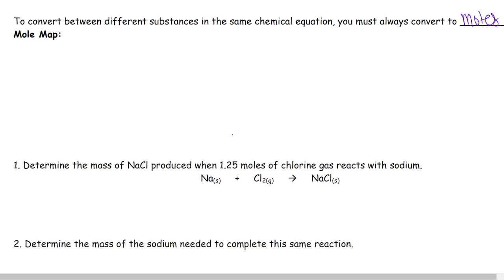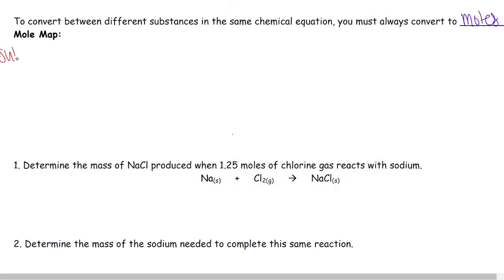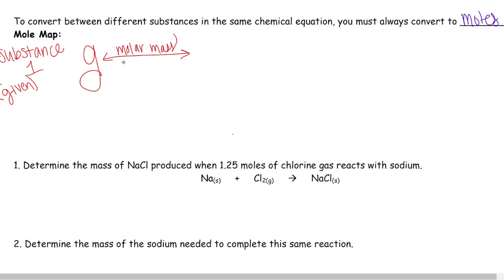So if we are starting in grams, which often we are, I'll use 2 different colors for this one. So starting with red, we'll say if you are in substance 1, that will be your given substance. You can start in grams, and to get between grams and moles, the conversion factor that we use is called molar mass. And molar mass is always how many moles? 1. Perfect. Always 1 mole.